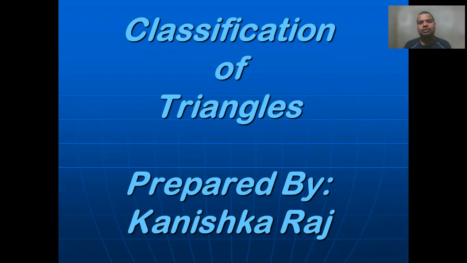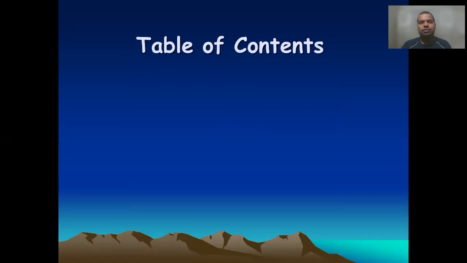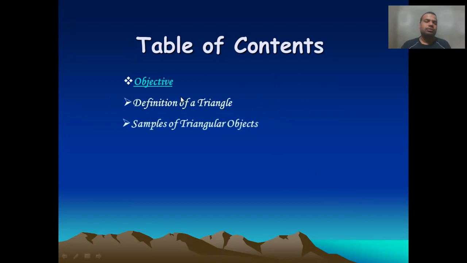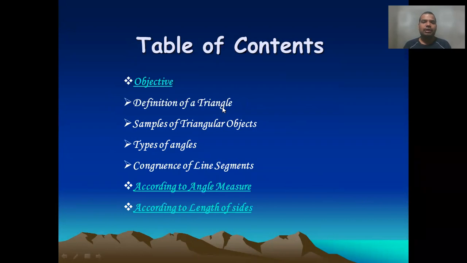Today we are going to discuss the topic of triangles, basically the classification of triangles. Moving ahead, coming to the content part, here is what we will discuss in the whole session. We will look at the objective, the definition of triangles, examples of triangular objects, types of angles, congruence of a line segment, and, based on angle measurement, different types of triangles. Based on the length of sides, there are also different types of triangles.